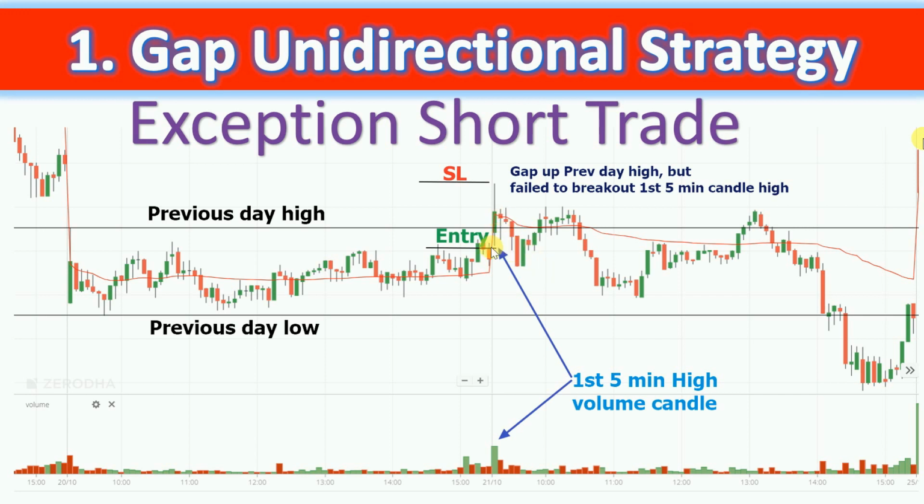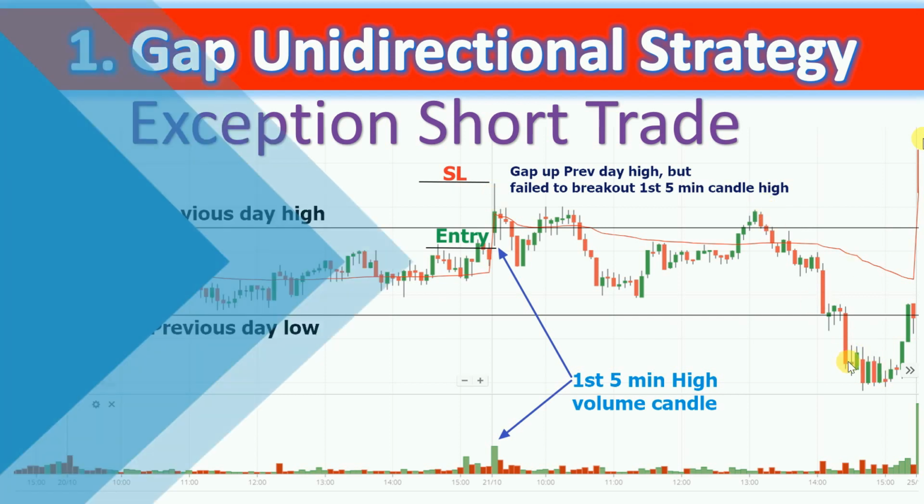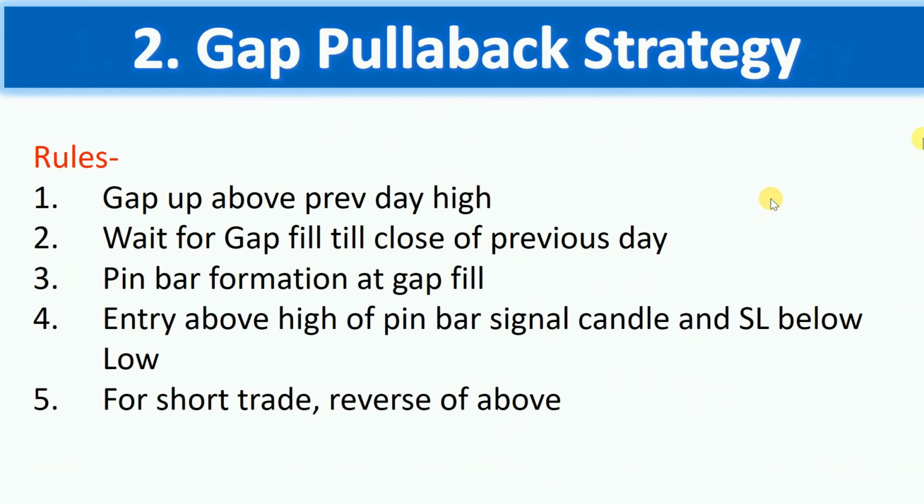That's why we will take a short trade below the low of this candle. So you can take the short over here or here at the retest and put the stop loss above the high of that candle, and you can manage a 1:3, 1:5 trade. The second strategy for the outside gap is the gap pullback strategy.